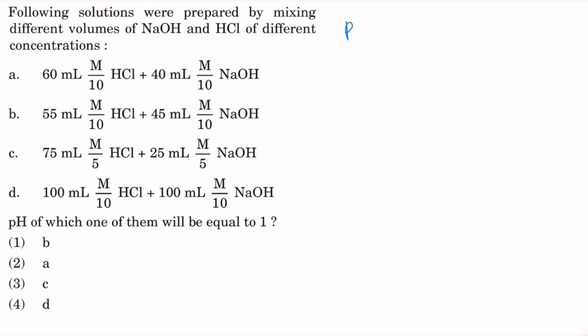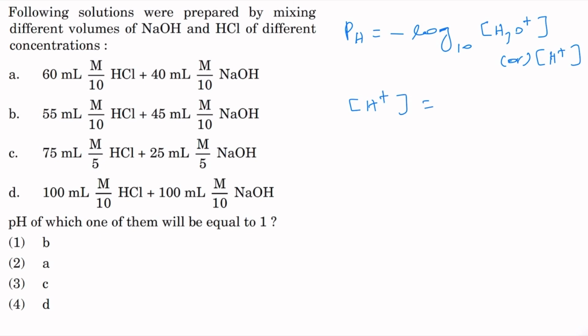We know that pH is equal to the negative logarithm of base 10 of the molar concentration of hydronium ions, or you can simply write it as H plus. In this case, the pH has to be equal to 1. If that is the case, what value of H plus will give us a pH value equal to 1?